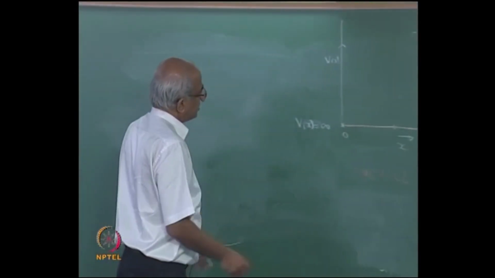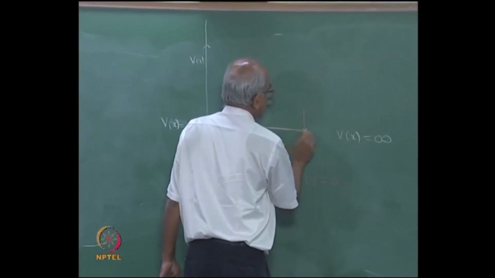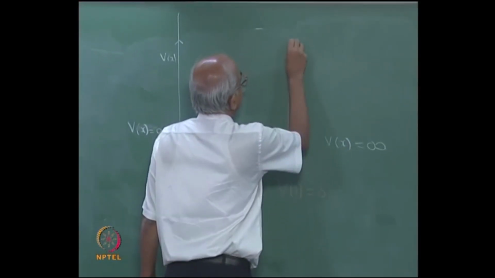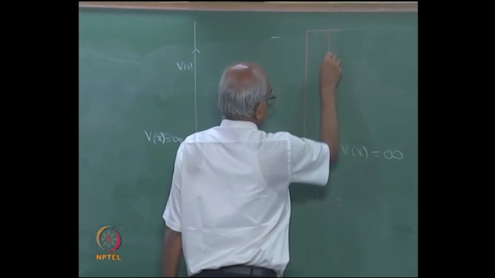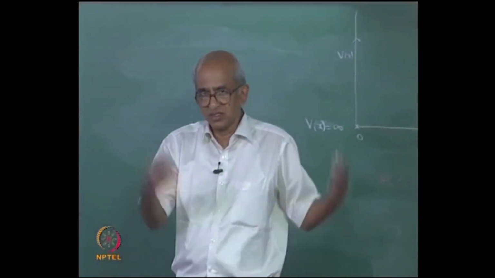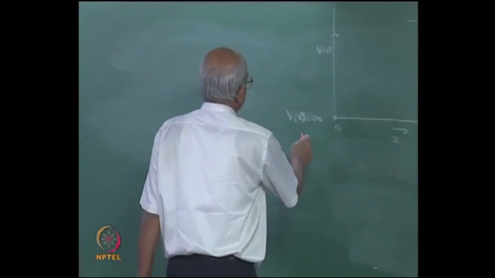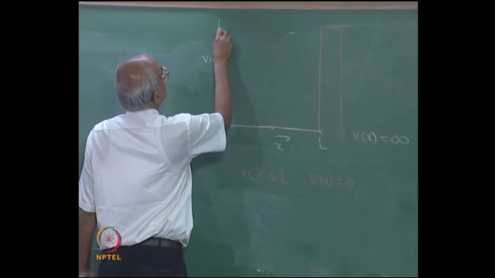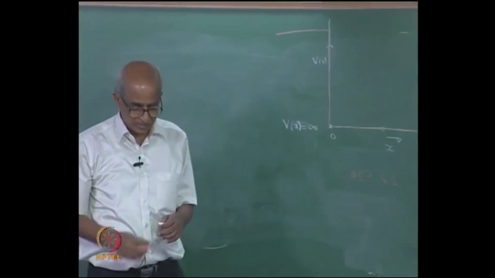Well, if the particle is outside the box, what will happen? The potential energy will jump to a very large value. So, suddenly when I go from inside the box to the outside, the potential energy jumps very rapidly to a very high value, which actually will be taken to be infinity. Of course, I cannot represent infinity on the blackboard, but that is how the potential changes, and similarly on the other side also. The potential energy jumps to infinity as you go out of the box.